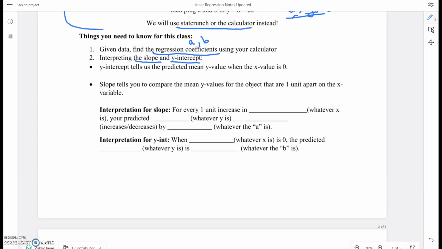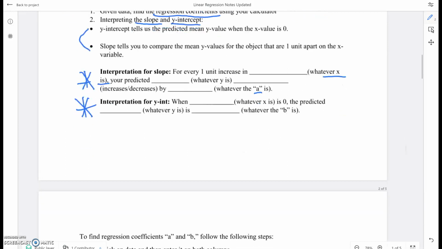Okay, so I gave you a little bit about what the y-intercept and the slope are. Here are the interpretations. This is something that I would just ask you to either memorize or write on your sheet of notes. Here is the interpretation for the slope. For every 1 unit increase in x, so if x was height, your predicted y, whatever y is, weight, will increase or decrease by whatever a is. When we do an example, this will make sense. Same thing with the y-intercept. When the x value is 0, the predicted y is whatever the b value is. Make sure that you write it down.